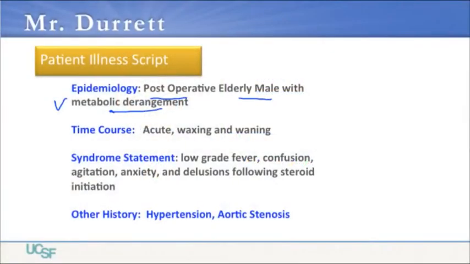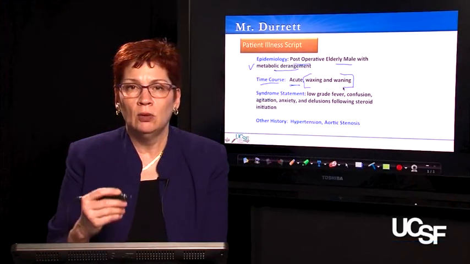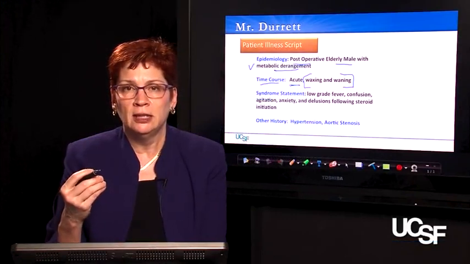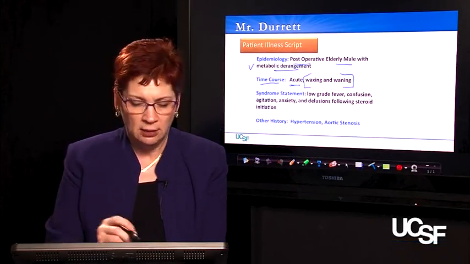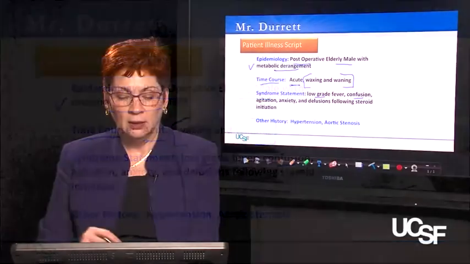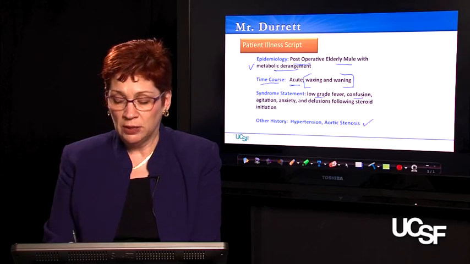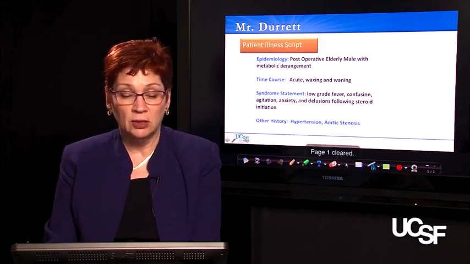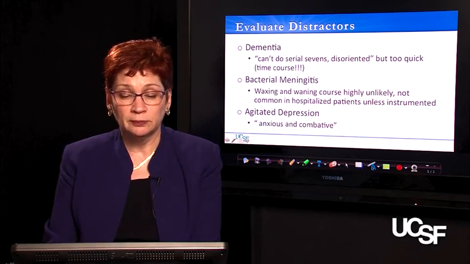The time course of his current presentation is acute. He was fine yesterday, and it's been waxing and waning. So he was stuporous, and then he was paranoid, and then he was agitated. And the syndrome statement, low-grade fever, confusion, agitation, anxiety, and delusions following steroid initiation. And his known history of hypertension and aortic stenosis. So that's his illness script.